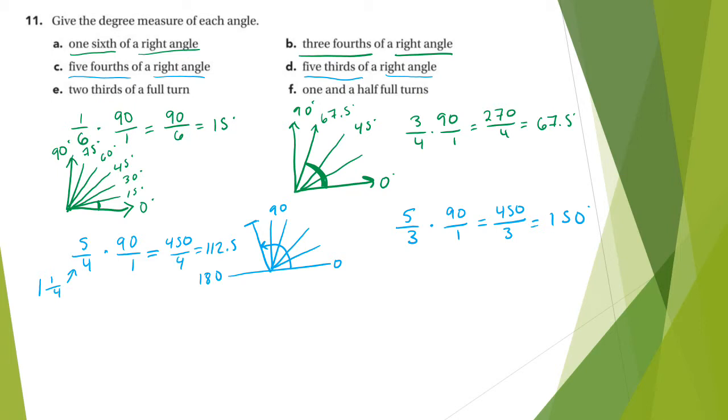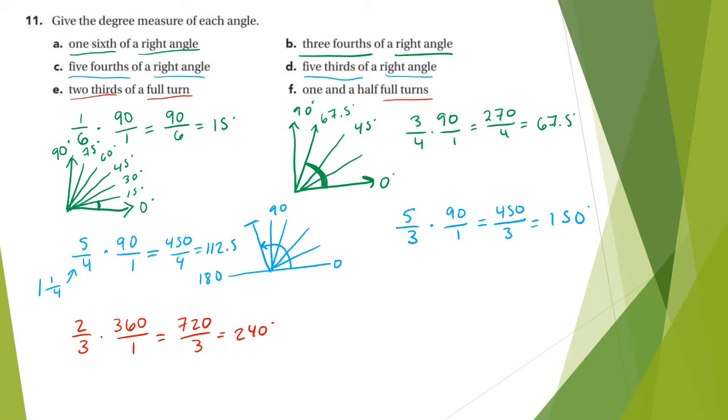The final problems here ask us about full turns instead of right angles. So we just need to be aware of that. For E, I'm asked about 2/3 of a full turn. And so 2/3 times a full turn would be 360 degrees. I'm going to get 720 divided by 3, which would give me 240 degrees.